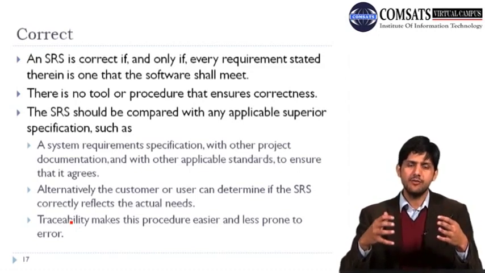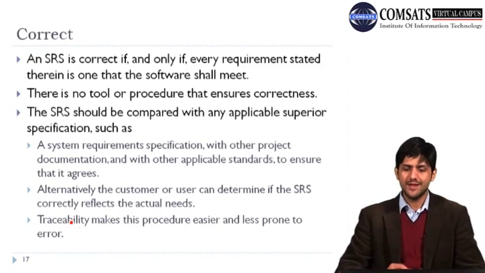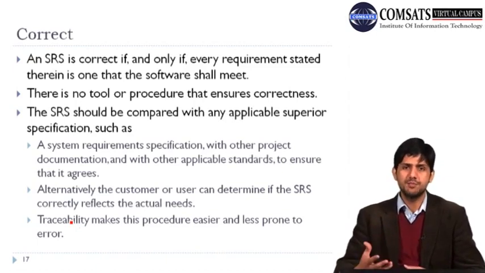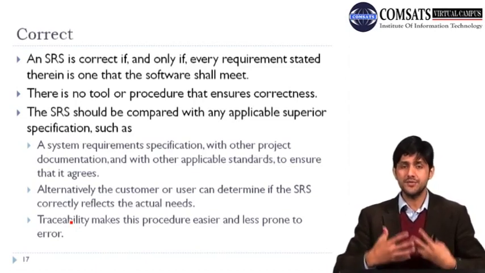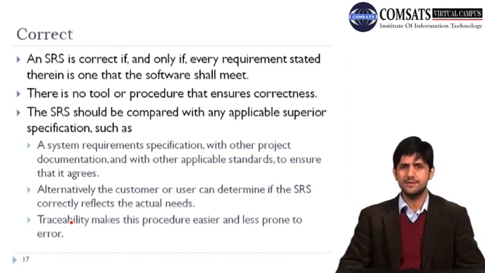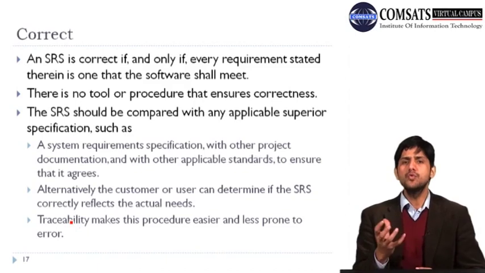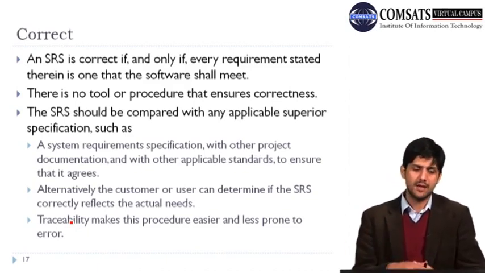So we should only specify requirements which are within the boundary of the system. There is no tool or procedure that ensures correctness. This is something that you do through your experience or personal judgment. You identify whether a certain requirement is correct or not, and that is why different metrics have been made for identifying correct or incorrect requirements when you are checking the quality of your SRS. But there are no tools which can actually measure or gauge whether whatever you have written is correct or not.